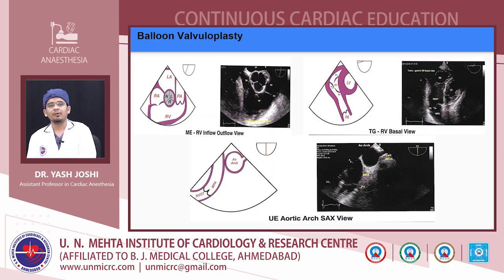Various views for TE during pulmonary valvuloplasty are the mid-esophageal RV inflow-outflow view and the transgastric basal view, which is obtained mainly from the transgastric basal short axis view while rotating the probe clockwise, aligning the multiplane angle to 10 to 20 degrees. One can get this transgastric basal RV view as well as the upper esophageal aortic arch short axis view. This view can be obtained from the mid-esophageal descending aorta short axis view while withdrawing the probe slightly after appearance of the aortic arch. Adjusting the multiplane angle to 90 degrees, one can get this upper esophageal aortic arch short axis view.